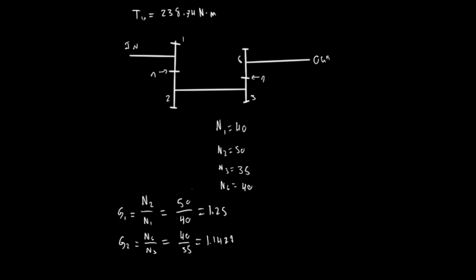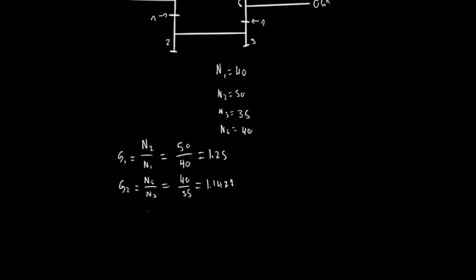So your overall gear ratio, product of driven over driving. So overall, G equals G1 times G2 equals 1.4286 is your overall gear ratio for this system. So that'll help us to figure out our angular velocity on the output, because we know that G equals N on the output over N on the input, which is equivalent to omega out over omega in, where omega is your angular velocity.